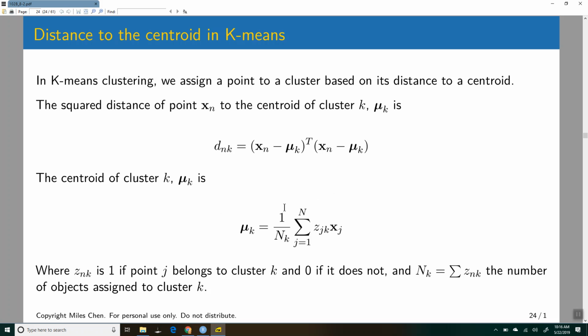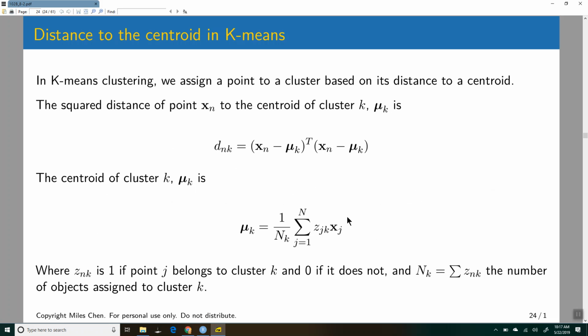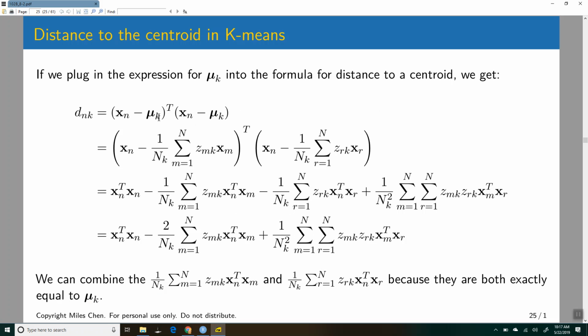All right, so what I'm going to do is plug this into the distance metric. So I'm going to have xn minus this quantity, transpose, xn minus this quantity here. Okay, and then we're going to go ahead and expand this out. So we've got this. I've plugged in xn, and I've plugged this thing in for mu k, and also in for the other mu k. I'm using different subscripts. The textbook uses m and r, so I'm sticking with that. Okay, and then we expand this out.